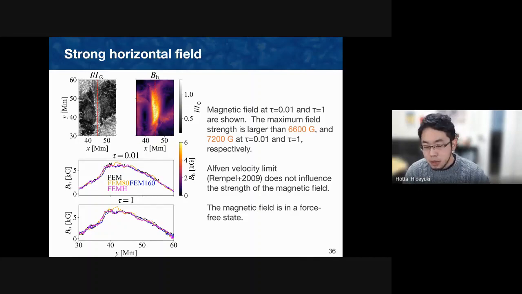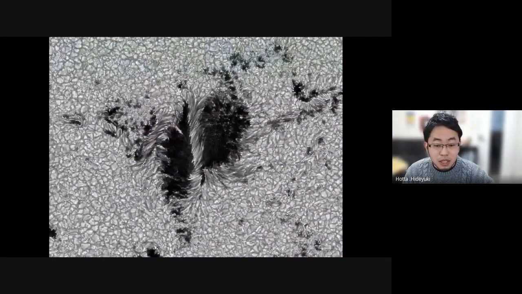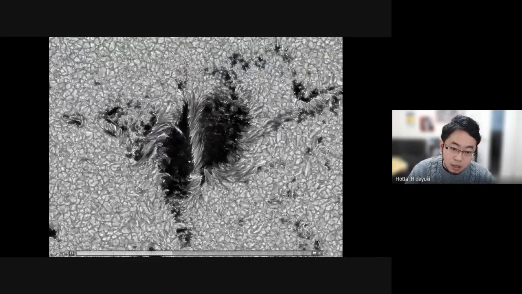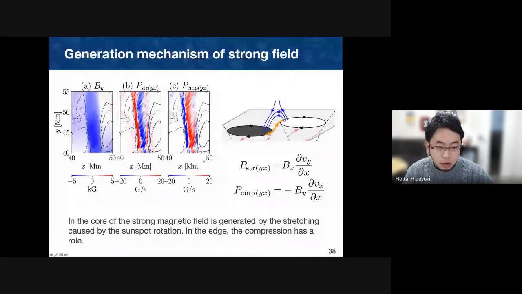Okay, this movie is also provided. The movie doesn't work well, but you can download the movie. This is the highest resolution case, and you can see the very nice penumbral structure, which can be observed in the observation. Okay, so this is a generation mechanism with a very strong magnetic field.